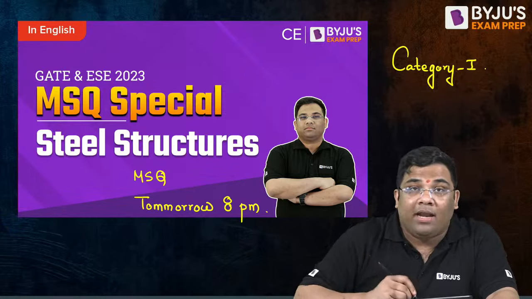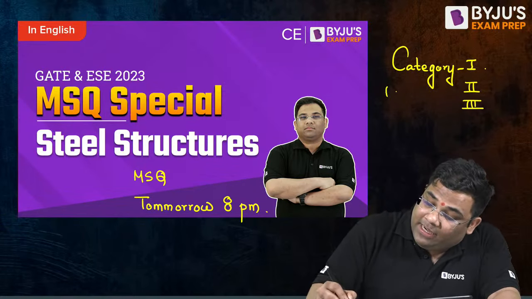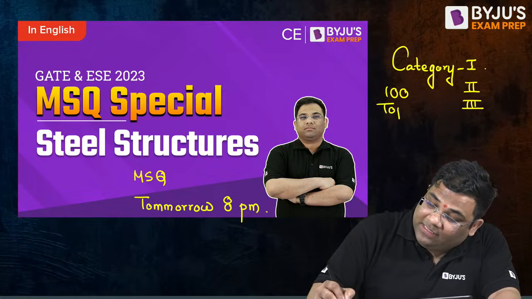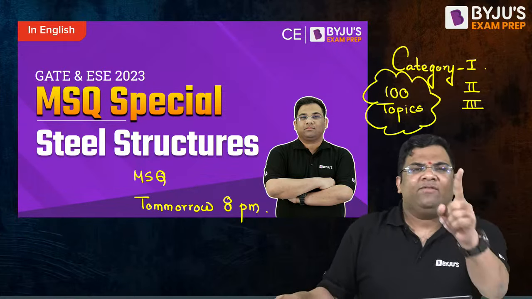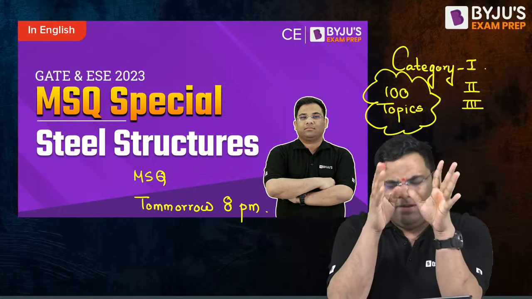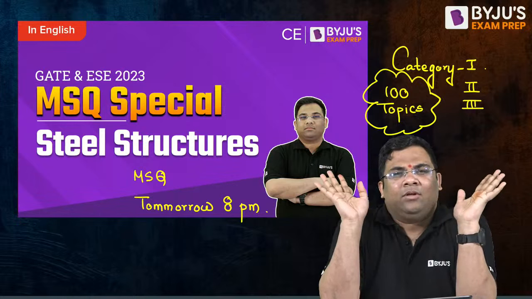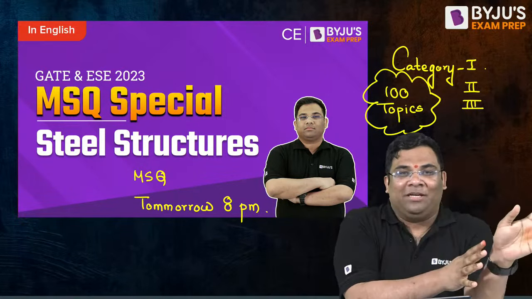complete category 1, then category 2, category 3, the 100 topics of civil engineering. Don't leave a single topic. Go for the kill. 75 days, go for killing. But first kill those 53 topics. First go for the 53 topics.